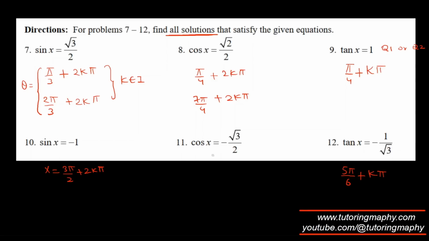Root 3 over 2 is at pi over 6, but we need a quadrant 2 and quadrant 3 angle, which is pi minus pi over 6 and pi plus pi over 6. So this will become 5 pi over 6 plus 2k pi, and here it will be 7 pi over 6 plus 2k pi. That's the answer.